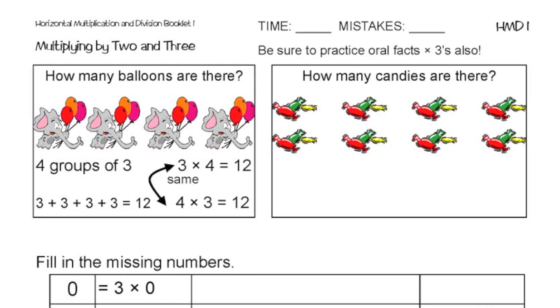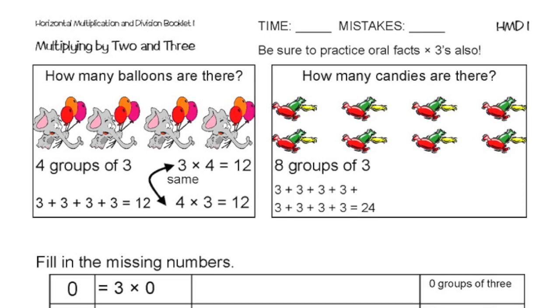So I see 1, 2, 3, 4, 5, 6, 7, 8. There are 8 groups of candy, and it looks like there's 3 pieces per group. So I'm going to go ahead and write 8 groups of 3. So that's going to be 3 plus 3 plus 3 plus 3 plus 3 plus 3 plus 3 plus 3. And that's all equal to 24. So I could just do 8 times 3 is equal to 24. Or I could flip it and be 3 times 8 is equal to 24. Again, they're just the same thing.